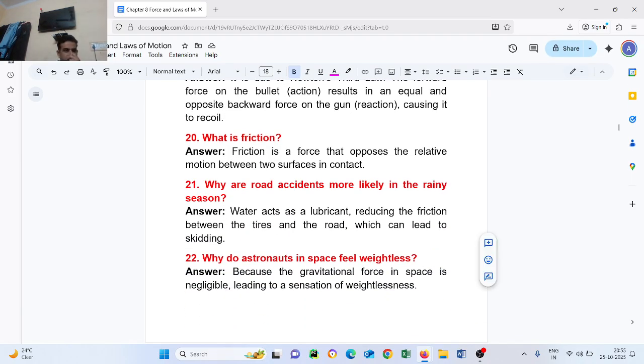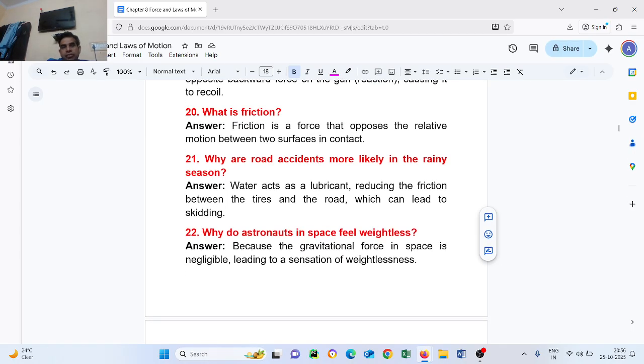Question number 21. Why are road accidents more likely in the rainy season? Water acts as a lubricant, reducing the friction between the tires and the road, which can lead to skidding.